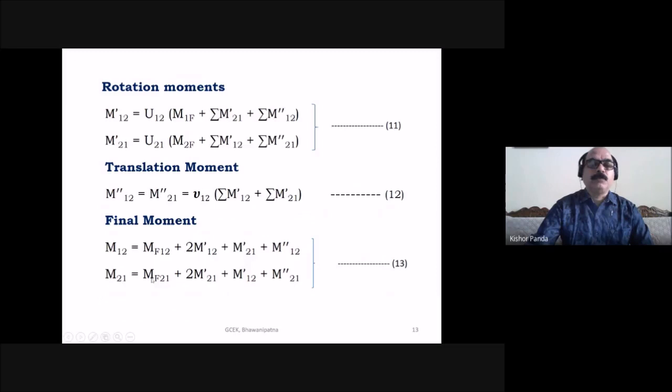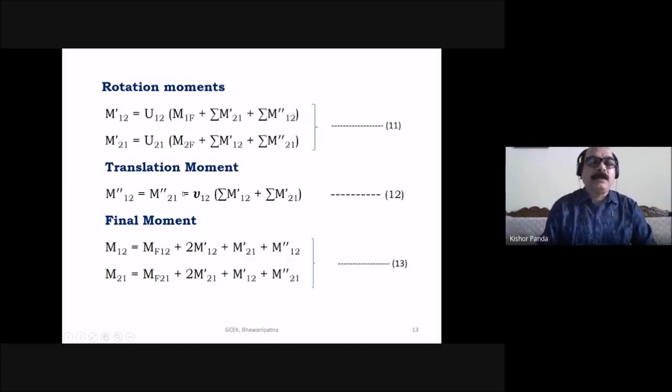Similarly, M21 is equal to MF21 plus 2M'21 plus M'12 plus M''21. Using this formula, you can find out the final moment. First, you have to find out the rotation moment. Then you have to take the first cycle: find out rotation, then translation. Again, you go for the second cycle, rotation, translation. So in a cyclic, iterative process, you can find out all rotation moments and translation moments.